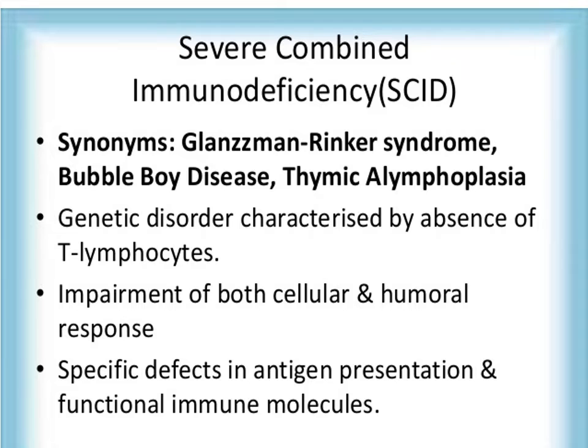Severe combined immunodeficiency syndrome. Synonyms are bubble boy disease and thymic alymphoplasia. It is a genetic disorder that is characterized by absence of mature T lymphocytes. There is impaired cellular and humoral response, and the patient will present with certain defects in antigen presentation and functional immune molecules.